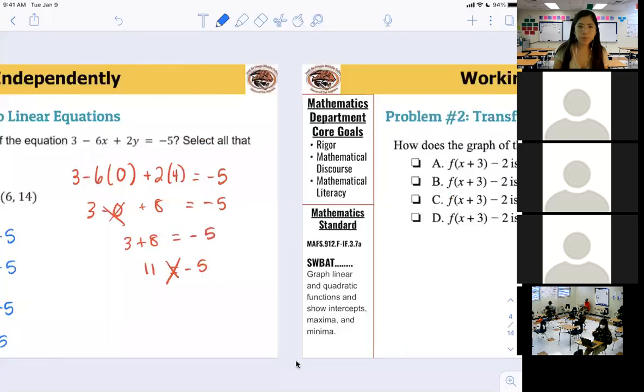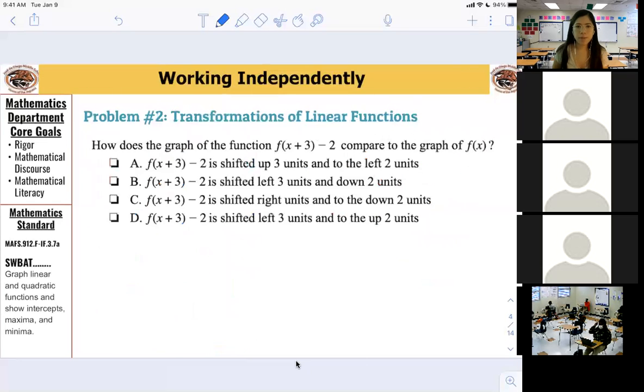All right, number 2. How does the graph of the function f of x plus 3, parentheses, minus 2 compare to the graph of f of x? Who can share with me the correct response? B. So f of x plus 3 minus 2 is shifted left 3 units and down 2 units. That is correct.